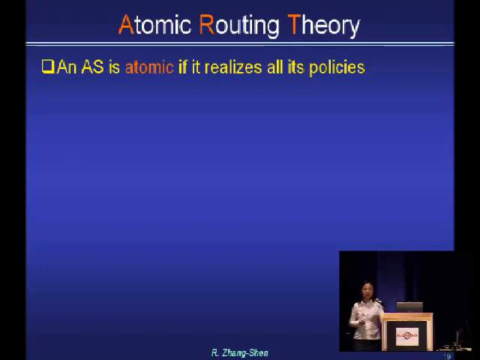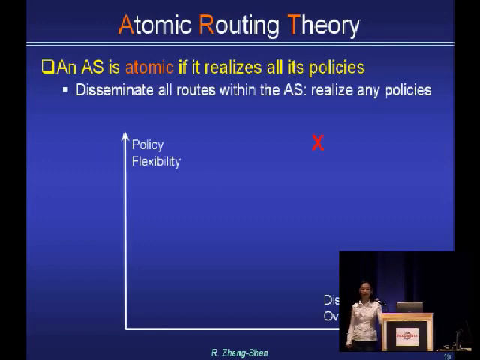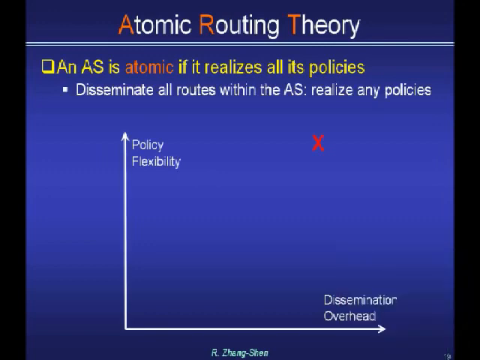But just to realize all the policies is not hard at all. You can just disseminate all the routes within your AS. Suppose IBGP allows you to do that. Then you can realize any policies. For example, you can have combinatorial policies like, I'm going to export 2 routes to this peer, and that's it, no more routes. It's not clear why you want to do it, but you can. It's essentially like centralized routing. Every router has all the information. But of course, the overhead is extremely high here.